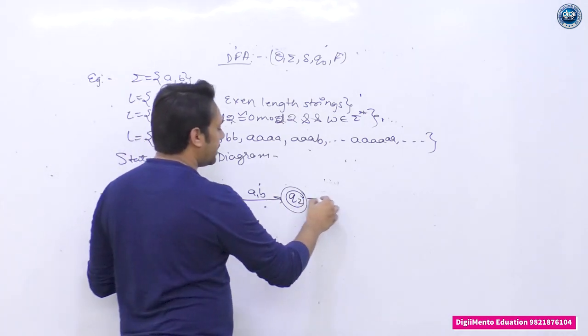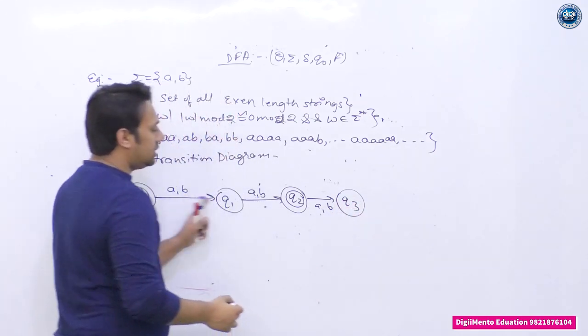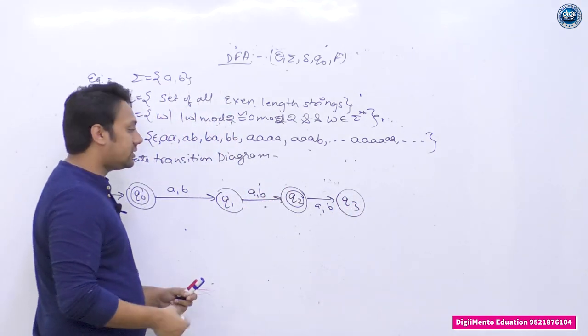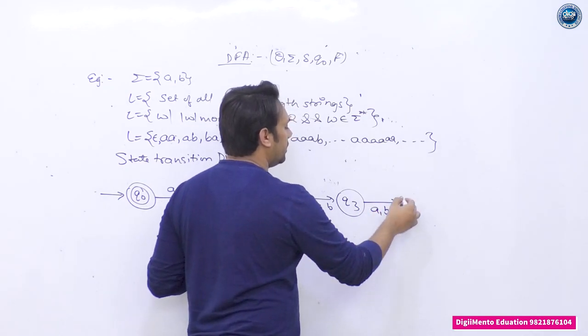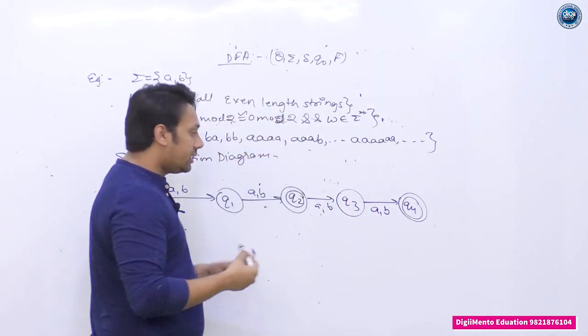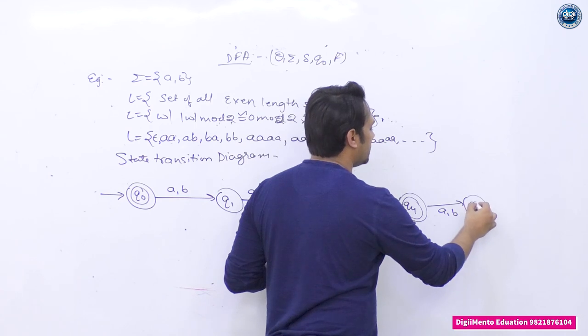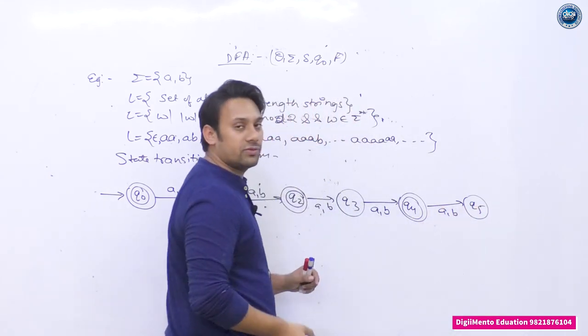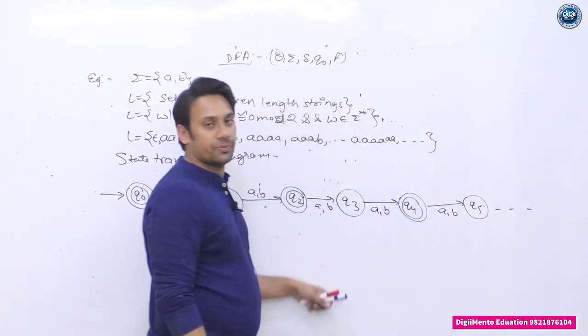Then again if I get an A or if I get a B, I'll go to the state Q3. Here the length will be 3, which is an odd length, so I do not want to accept it. Again if I get an A or a B, I'll go to the state Q4, and this will be a final state. And now again if I get an A or a B, this will be the state Q5, the string is of odd length, and the same pattern continues.